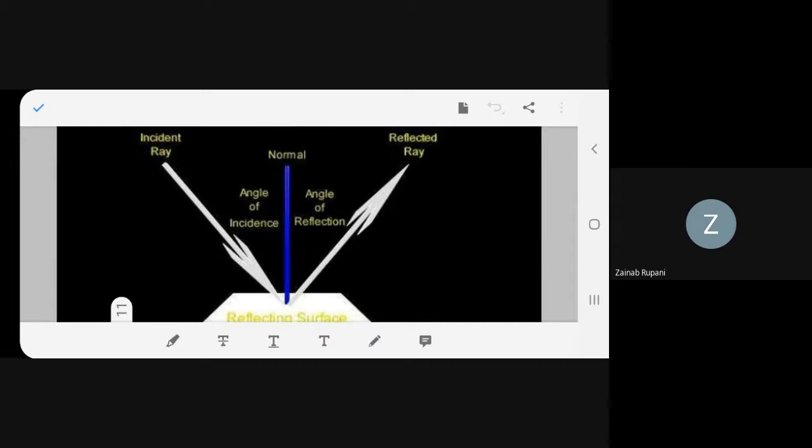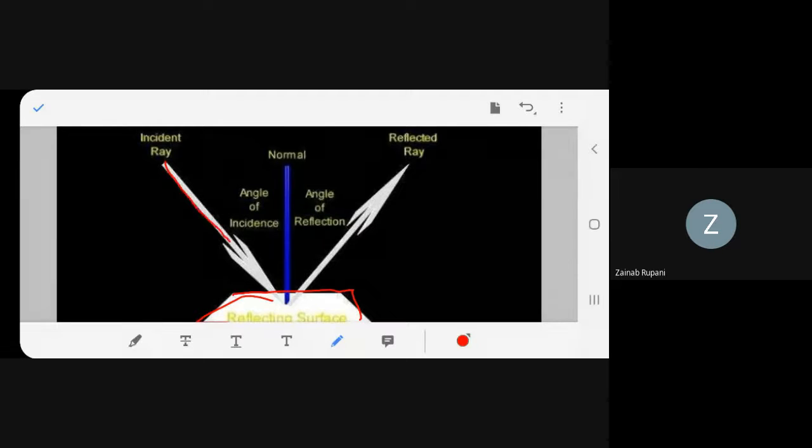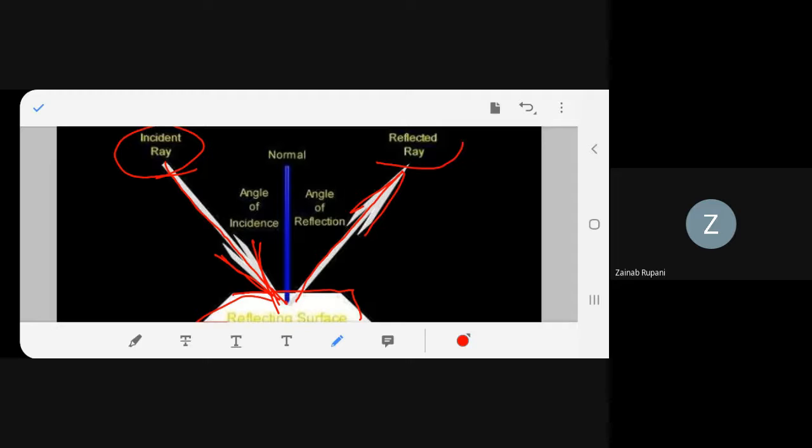This is a reflecting surface. A ray falls on the reflecting surface. You can see this arrowhead. So what is this ray called? Incident ray. Stay with me. Incident ray. It bounces back in the form of which ray? Reflected ray. All of you understood? Are you understanding? Seventh standard? Yes, ma'am.